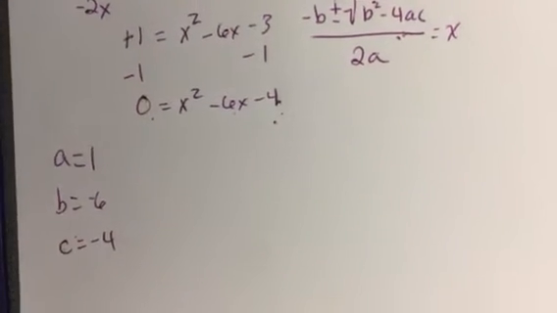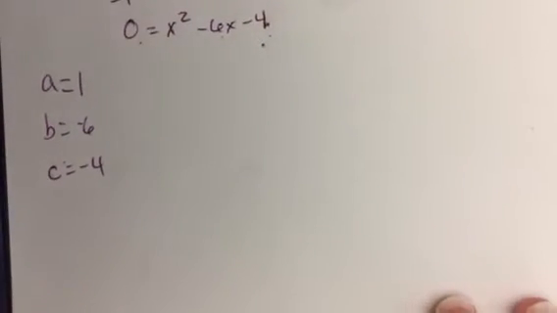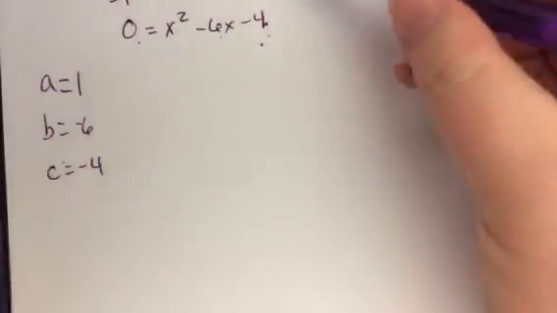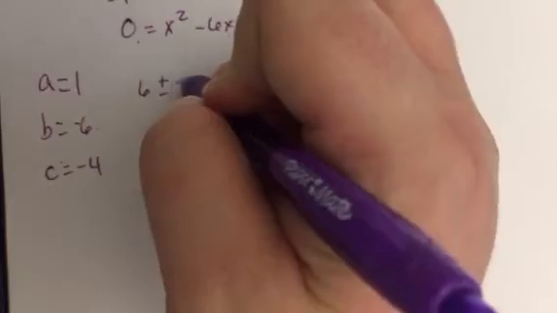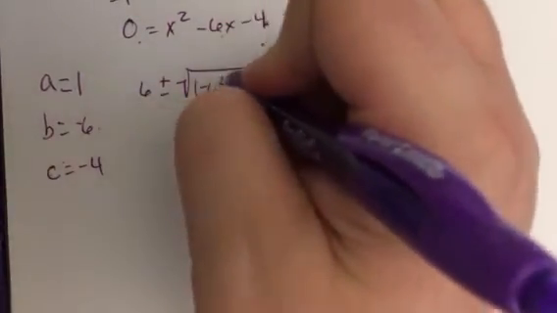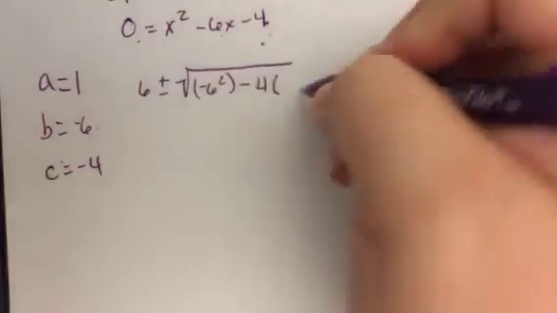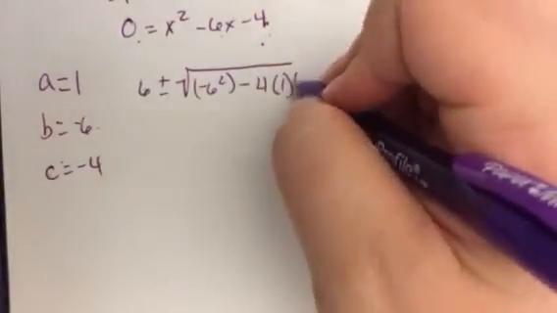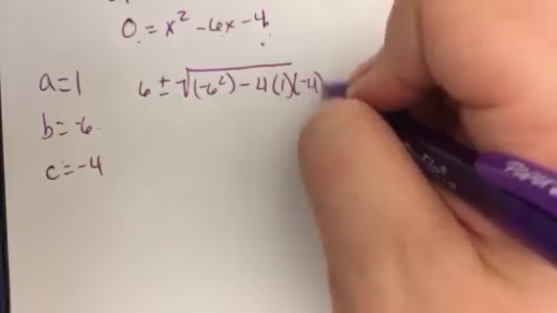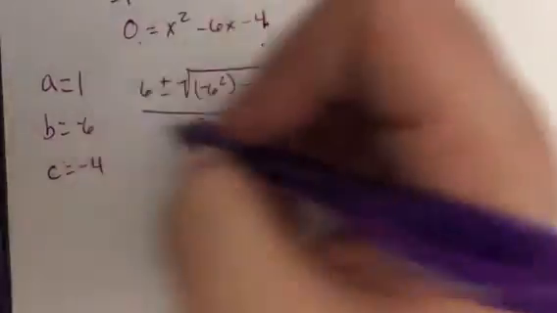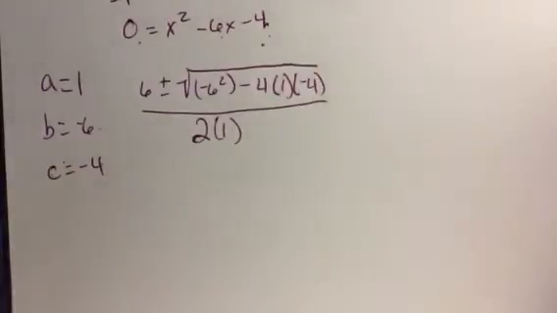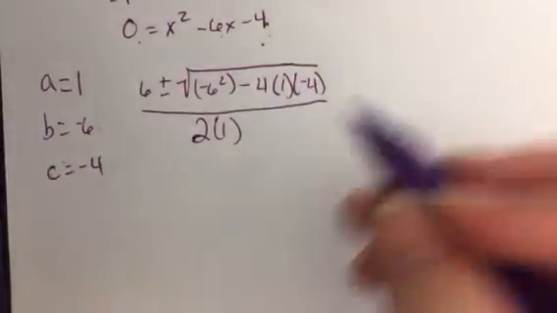Okay, so now I'm going to substitute it into my quadratic formula and solve. So opposite b, that's going to give me a positive 6 plus or minus the square root of negative 6 squared minus 4 times my a, which is 1, times my c, which is negative 4, all over my 2a. A is 1, so 2 times 1. Okay, now I just simplify.